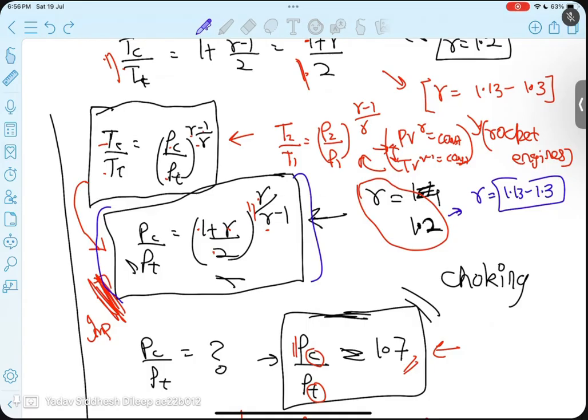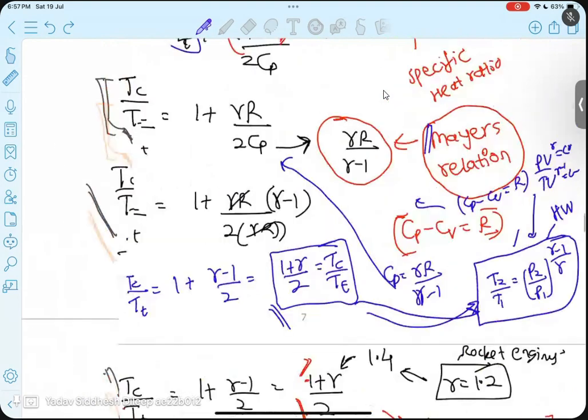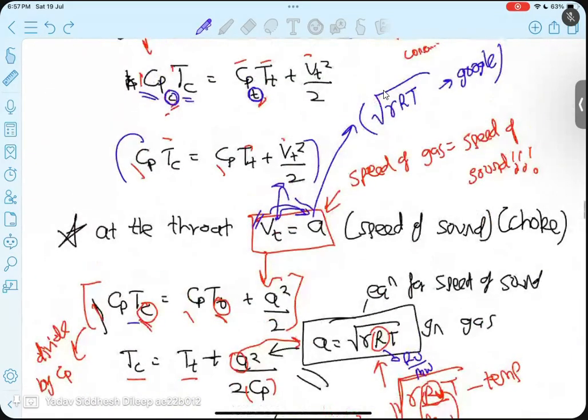If anyone comes up with the answer, please write or tell. Correct, 1.77. So for Pc by Pt more than 1.77, the flow will be choked, and for less than 1.77, flow will not be choked. Why? Because we have considered the condition of choking here. You remember, in the above we put Vt equals A. That is why we have this equation.